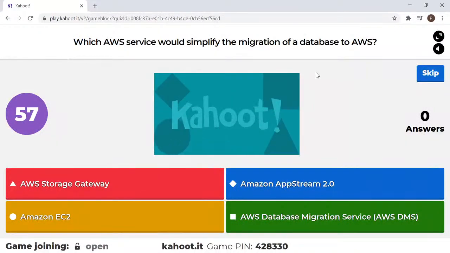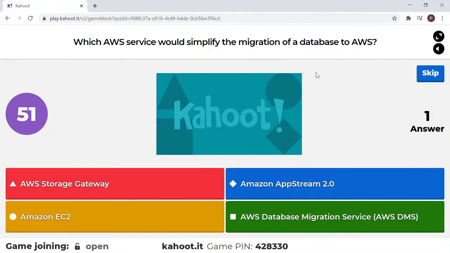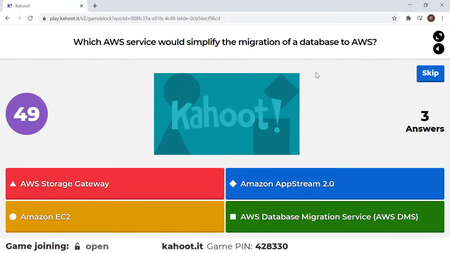So next question is, which AWS service would simplify the migration of a database to AWS? Is it AWS Storage Gateway, Amazon AppStream 2.0, Amazon EC2, or AWS Database Migration Service?